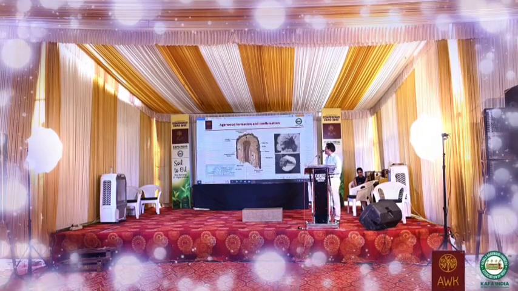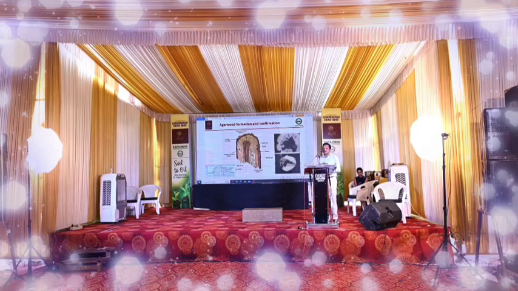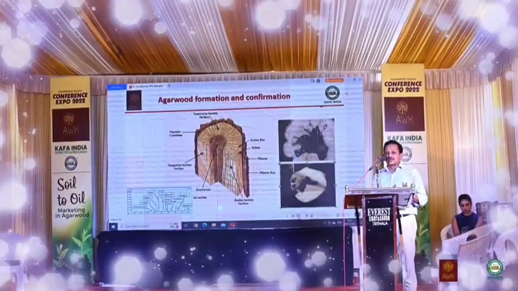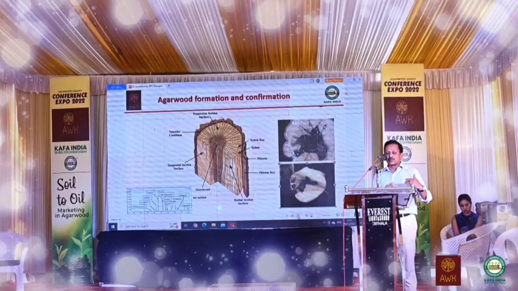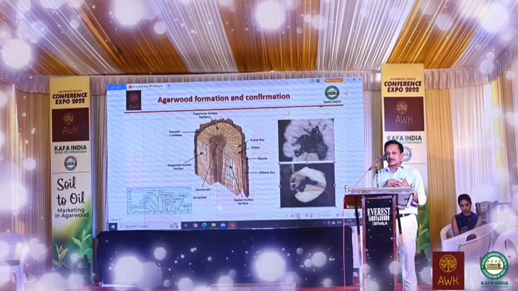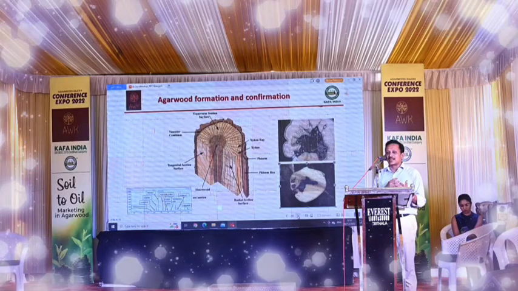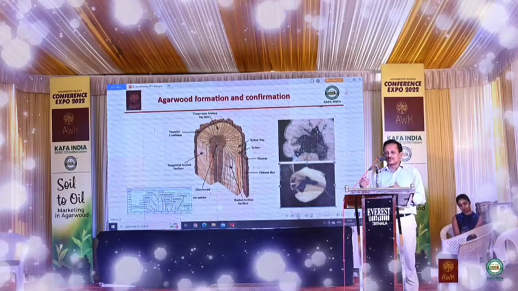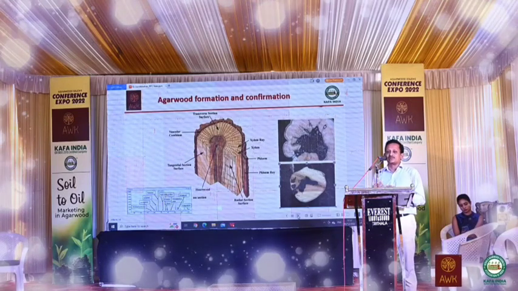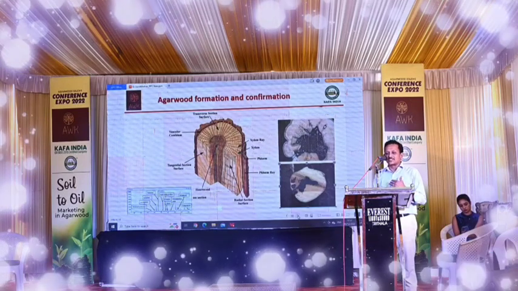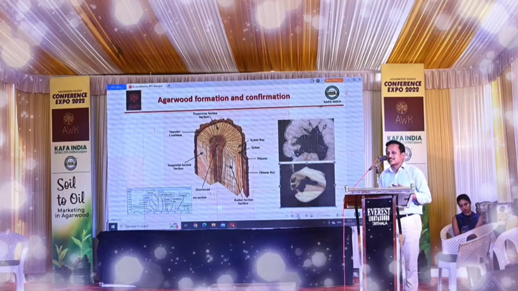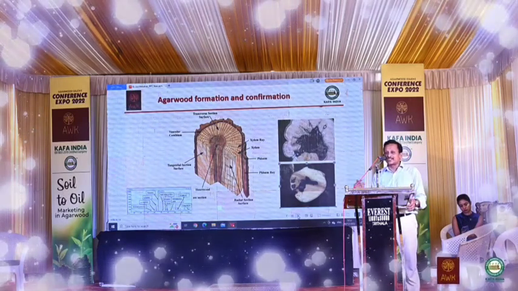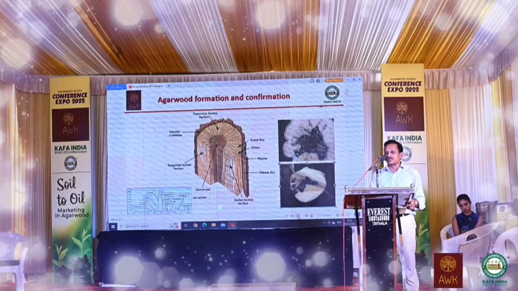Next slide. Agarwood formation is quite a slow process. It's not immediate. We have to infect the correct fungus into the correct bark region, then the xylem and phloem pockets. The infection slowly triggers systemic resistance genes, and those genes are involved in producing the secondary metabolites that form the agarwood.